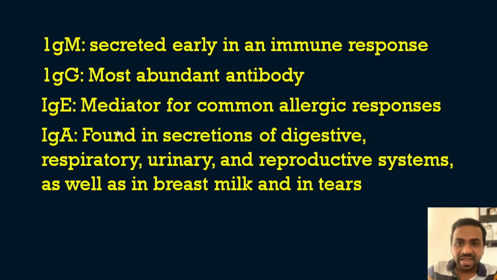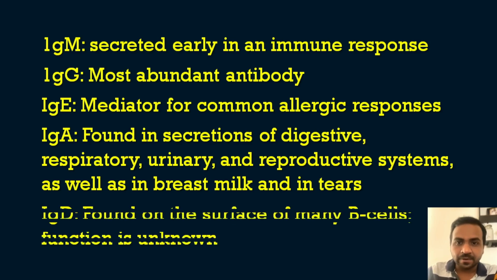Then IgA, it is found in the secretions of the digestive, respiratory, urinary and reproductive systems, as well as in breast milk and in the tears. So questions can ask which immunoglobulin is present in the breast milk or in the tears. Which is the mediator for the allergic responses, questions like that can come. In any form, questions can be asked from these sessions.